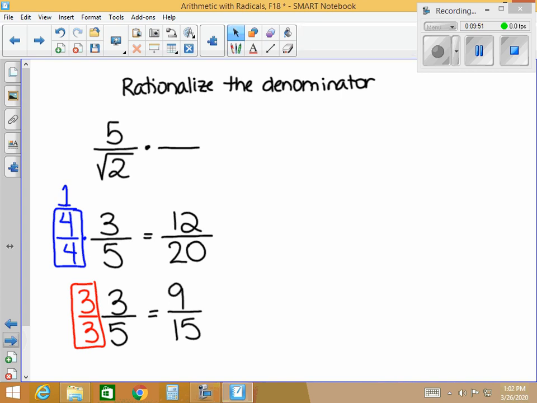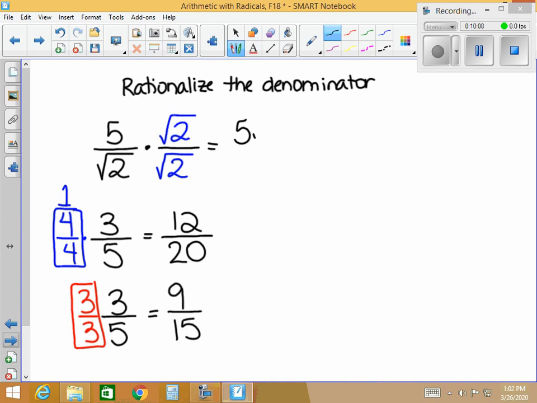If I want to get rid of the square root that's hanging over that 2, I can take the square root of 2 times itself to make that radical go away. But in order for me to keep the equivalent value there and not change what this is worth, I also have to multiply the square root of 2 on top. Anything you multiply times the bottom, you have to multiply it times the top, or vice versa. So on the top, I have 5 times the square root of 2. On the bottom, I have plain old regular 2.